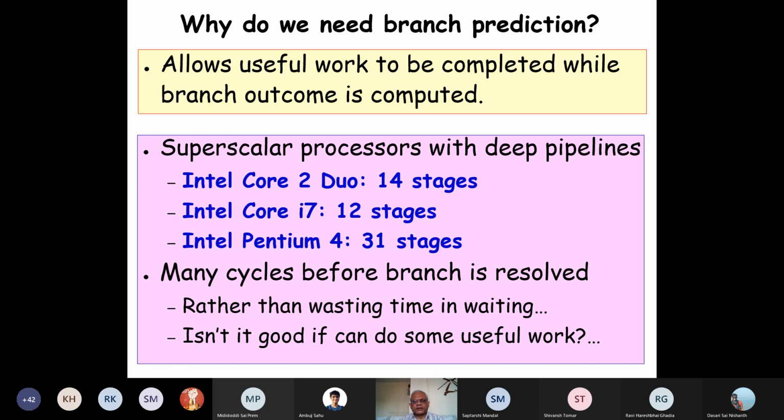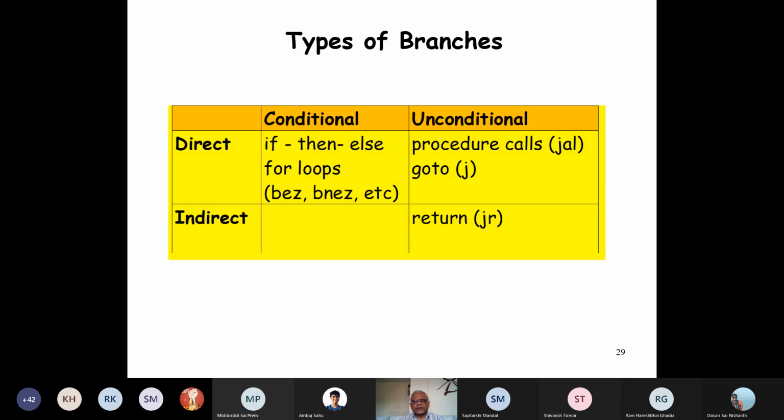It's now 12 stages, but for 12 stages, we cannot use the stall. That will be too much penalty on the performance. And also we cannot use the delayed branch because finding so many instructions will be difficult. Most of the delay slots will become unused. Now let's try to analyze the branches. The branches that we have been discussing are the direct branches, where the branch address is there as part of the instruction.